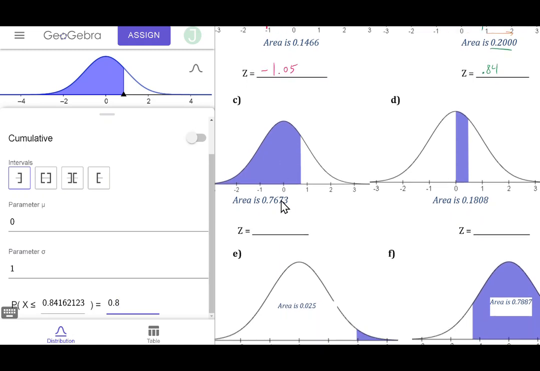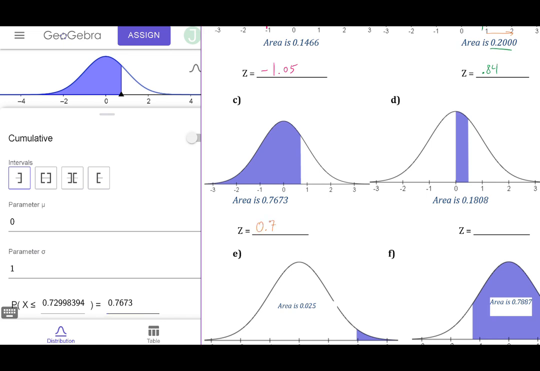Part C, again, is pretty straightforward. Shaded to the left. Area is 0.7673. So we're just going to type in the area region, 0.7673. And we'll get a z-score of 0.73. Again, just taking the z-score, the x value from inside the parentheses here. We're working backwards.